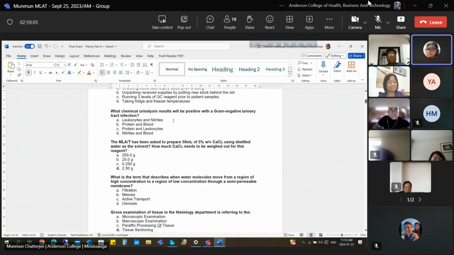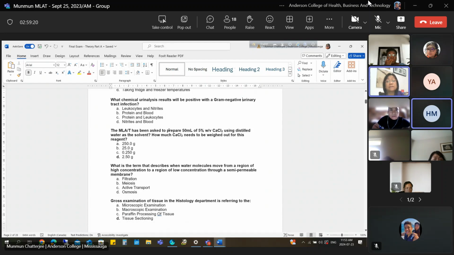What chemical urinalysis result will be positive with a gram-negative urinary tract infection? Letter A, nitrites. Nitrites tested. Letter D. Gram negative. A. It's A, because of the nitrite. Nitrites, A, I think. It's A. Are we right? This is the same question as before.